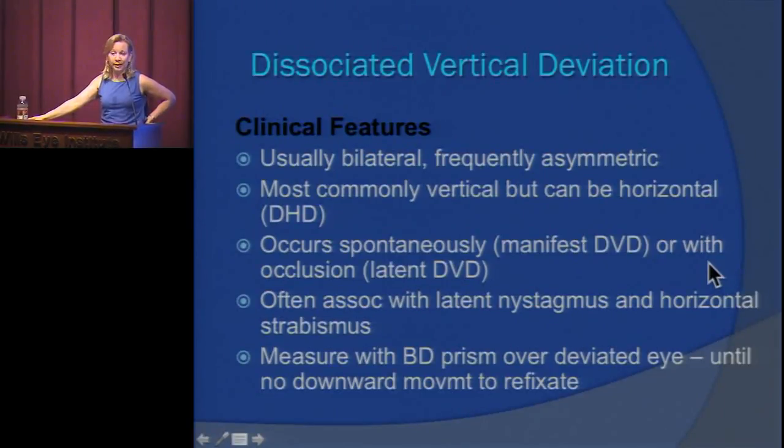They're often associated with latent nystagmus and horizontal strabismuses. And you measure them with base-down prism over the deviated eye. So you keep adding base-down prism until there's no downward movement to refixate. They're a little tough to measure with prism bars, but if you use loose prisms, you'll be able to measure them, I think, more easily.